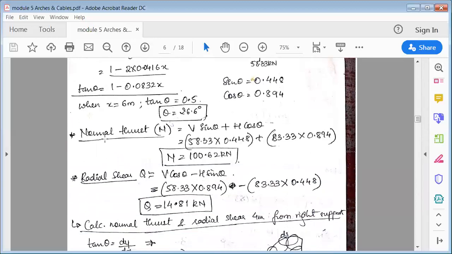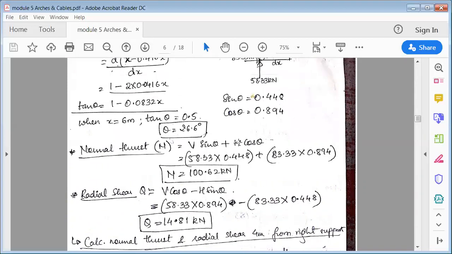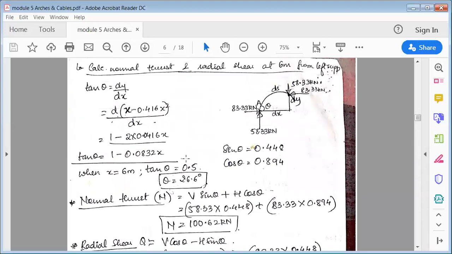So you have to find normal thrust N. We already know this formula, that is V sine theta. So V and H should be constant. So V sine theta plus H cos theta. We have already found out V. Now V is nothing but this force.